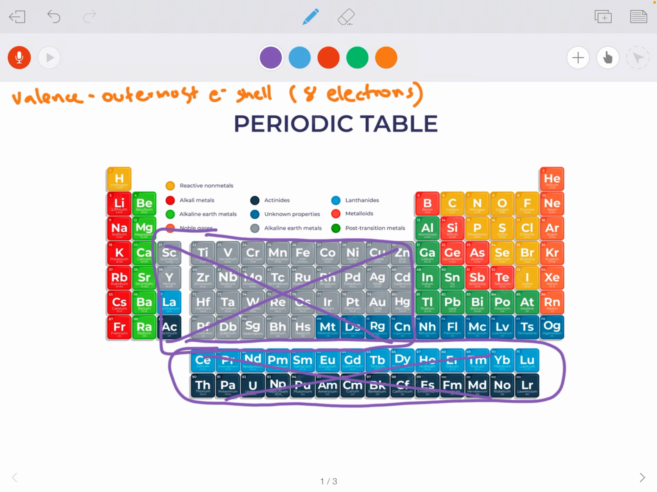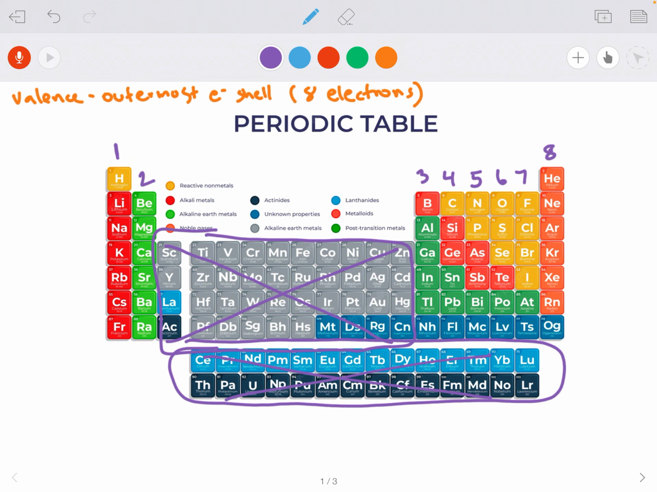Column 1 here has 1 valence electron. Column 2 has 2 valence electrons. Column 3, 3, then 4, 5, 6, 7, and 8. So that's the number of valence electrons, and it corresponds to the column.